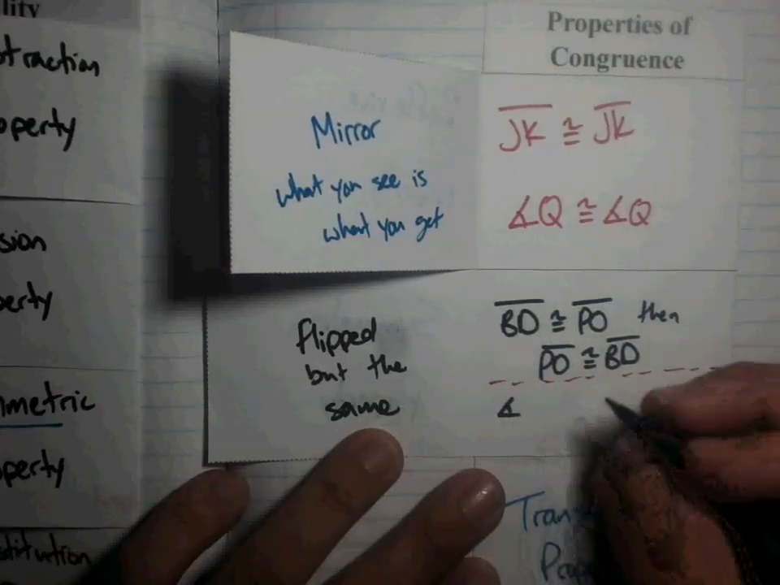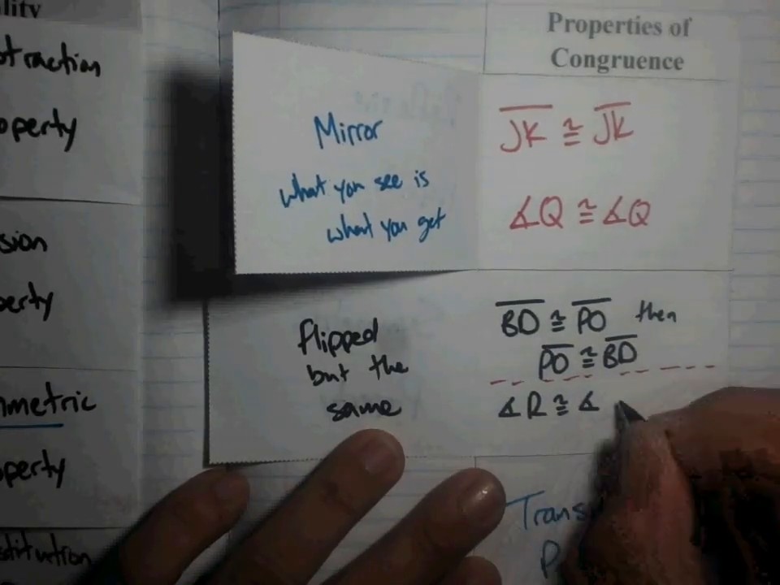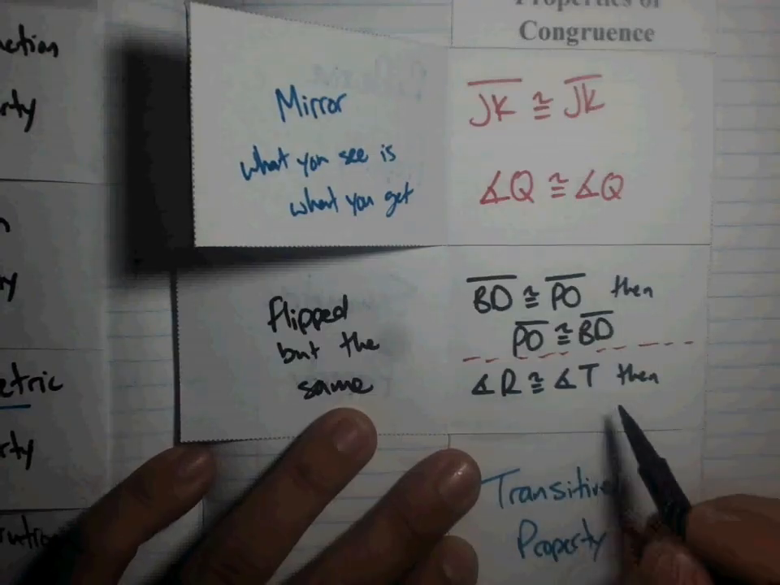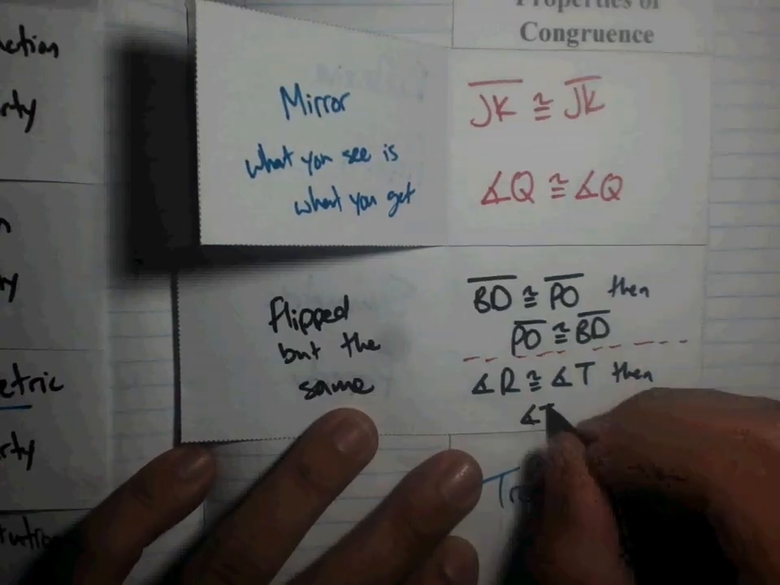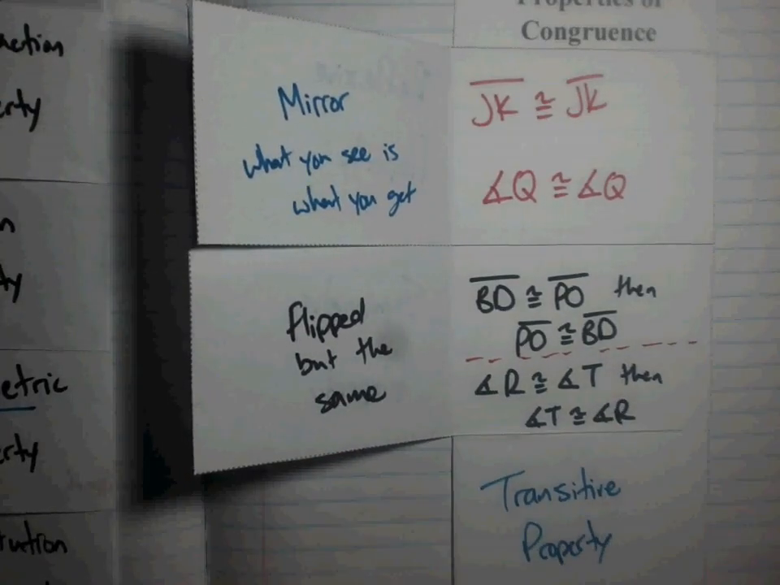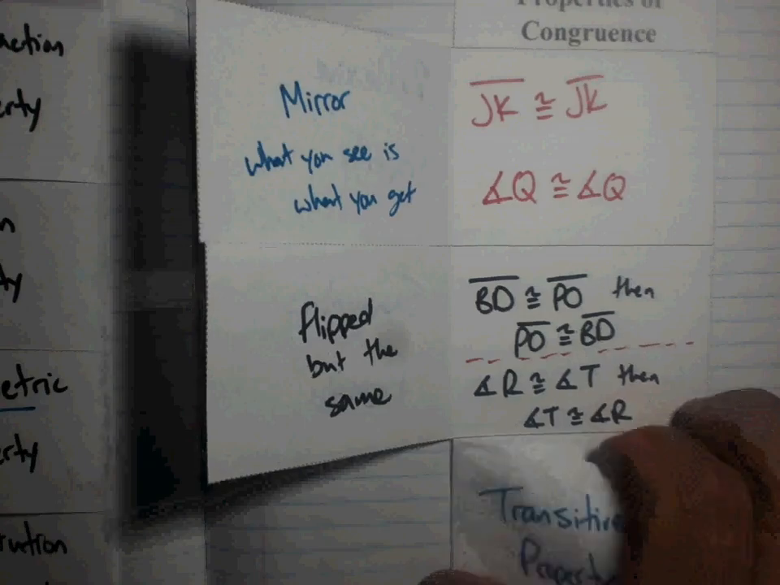If angle R is congruent to angle T, then you can say the reverse, angle T is congruent to angle R. It's the same thing, but you can flip it around back and forth. It'll be helpful, we'll get to it. But also, this unit, we kind of just blow through this part.